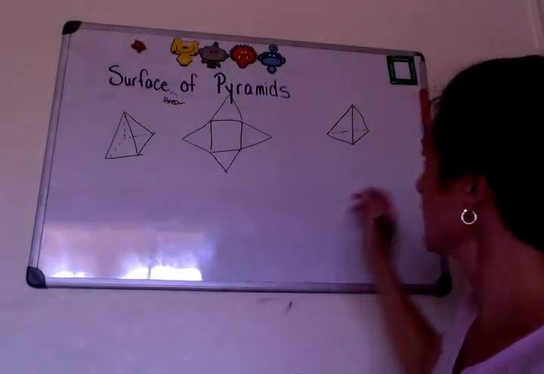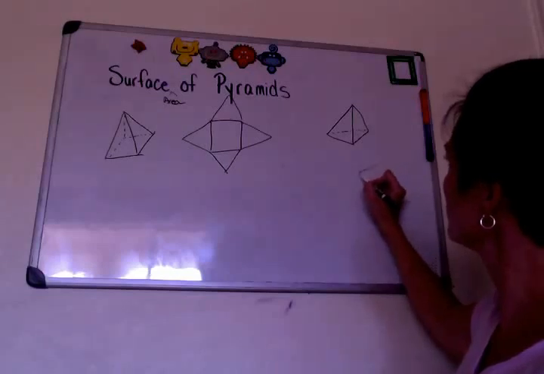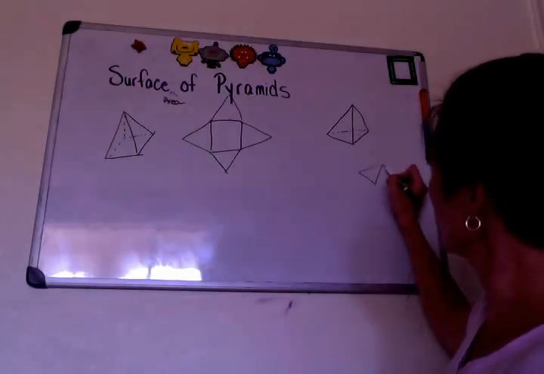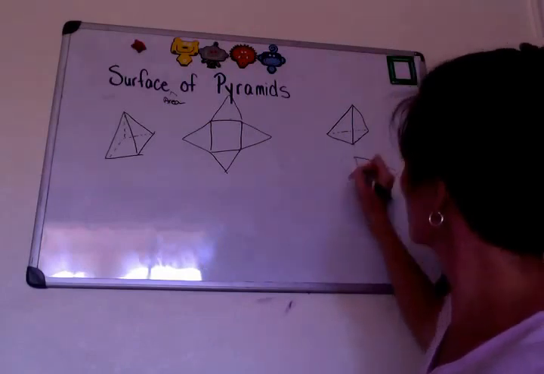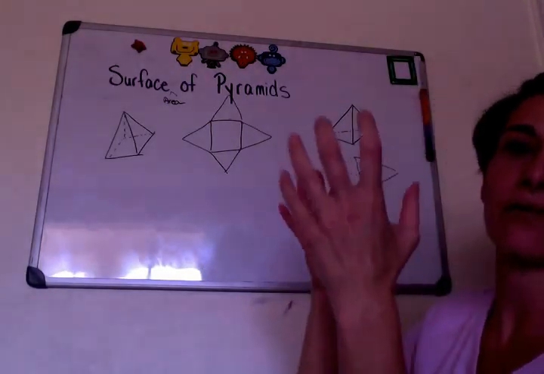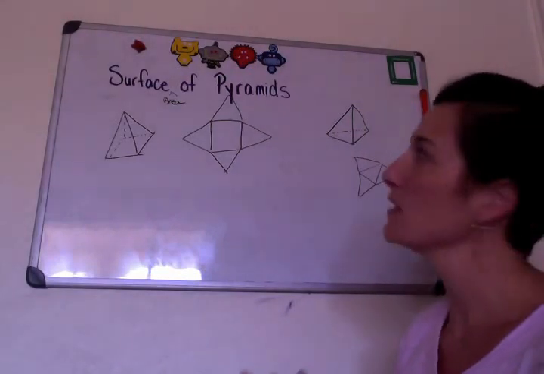So when we unfold it, I guess I didn't do that part. It's going to look something like this, right? Because it's going to have 3 triangles unfolding from it.